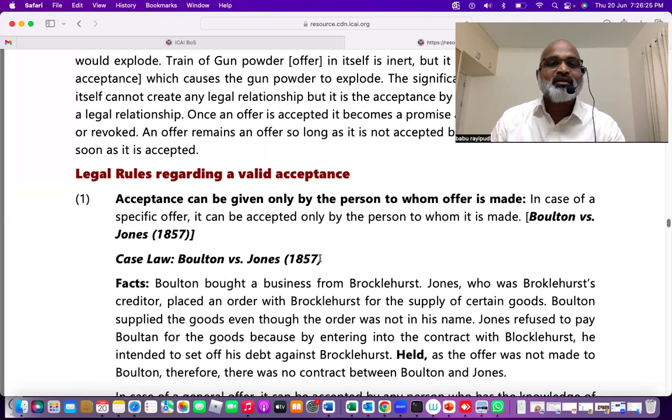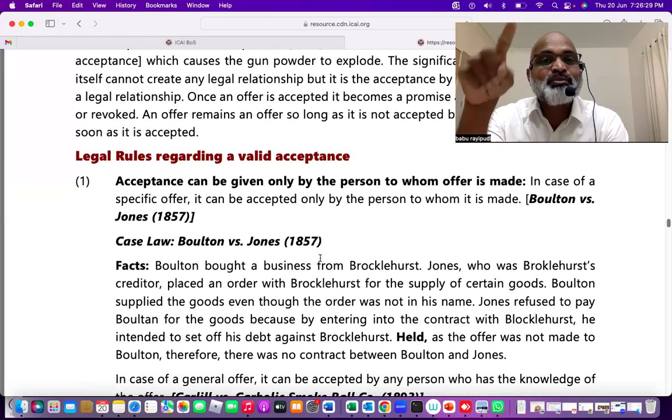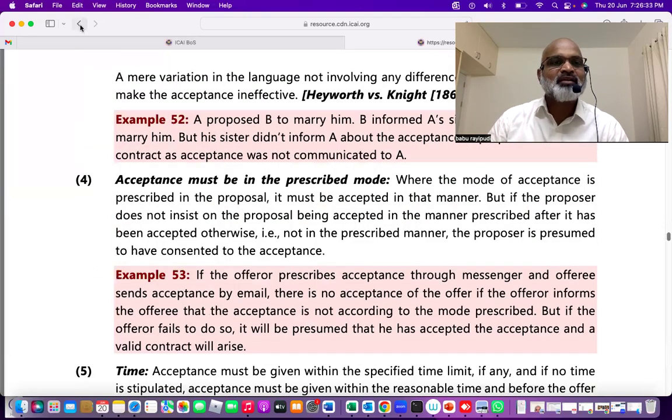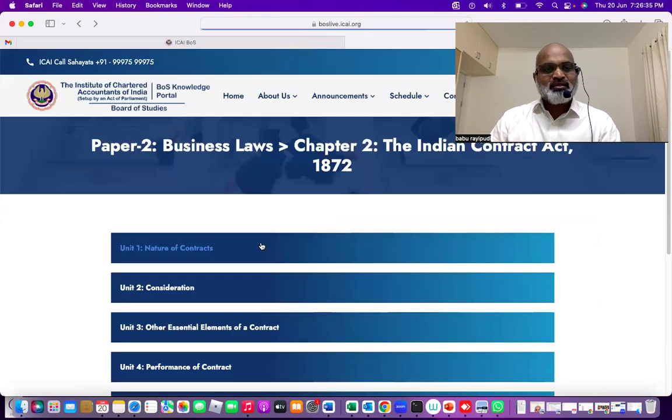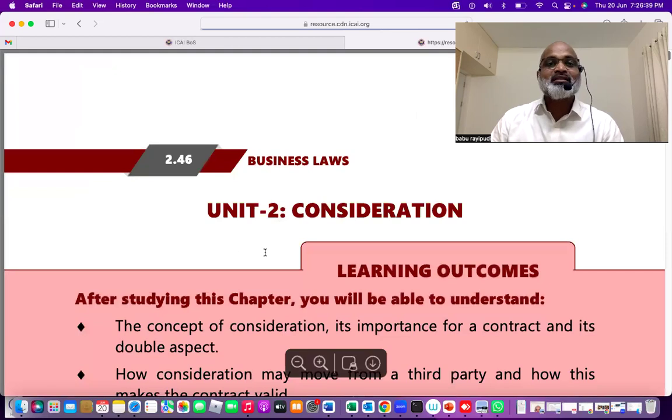And lastly, in this one, just like you read the rules for valid offer, similarly you read the rules for valid acceptance. Finish, that is in that lesson. Yes, next lesson, if you see, keep marking. Okay, next lesson, if you see, that is consideration.